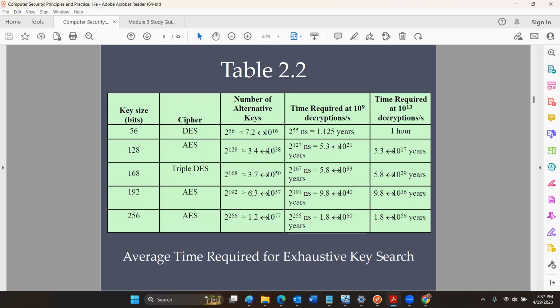The number of alternative keys when the key size increases is pretty dramatic, right? So if you have a 192-bit or a 256-bit key for AES, we're talking about a very, very long time to crack the key, to get the secret. It would take nation states thousands of years with the fastest supercomputer, that kind of thing. Okay. Let's again talk. Yes.